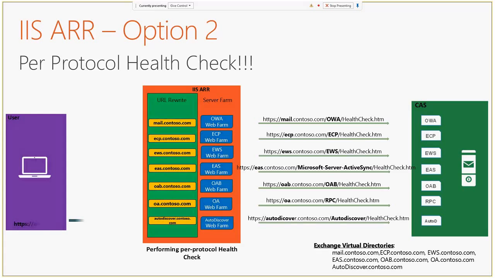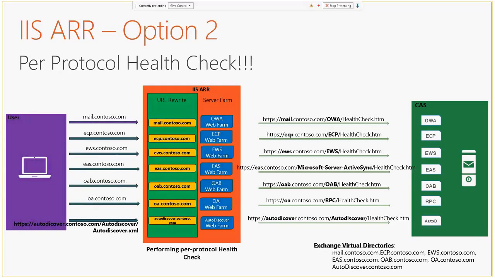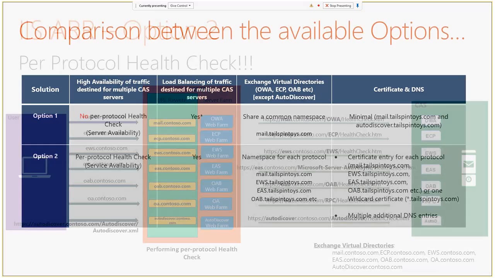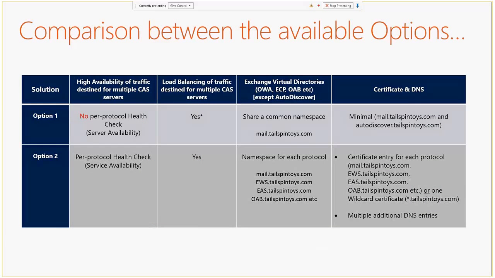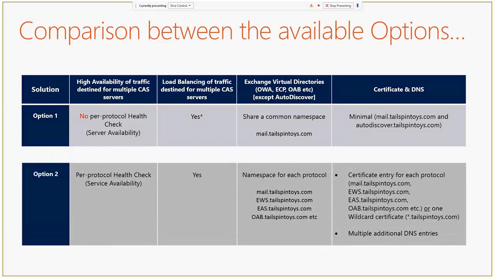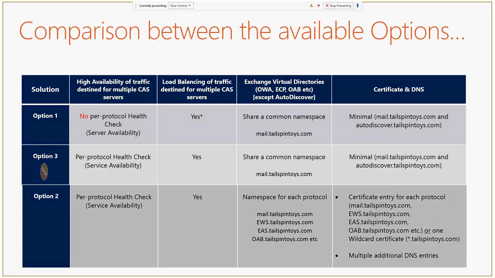All right, let's have a look at the options we have really. I talked about 3 options, so there's one missing really, and option 3 came up later in the game, when we played around with it a bit more and saw that we could come up with a per protocol health check and still share a common namespace scenario.